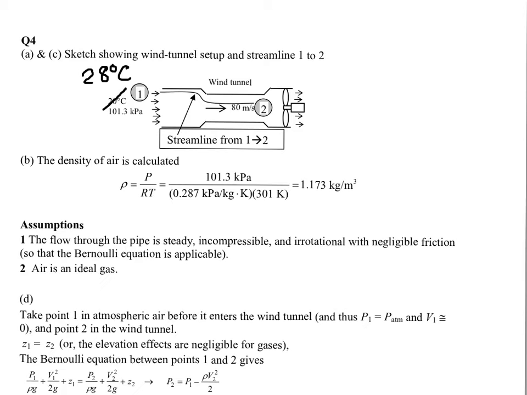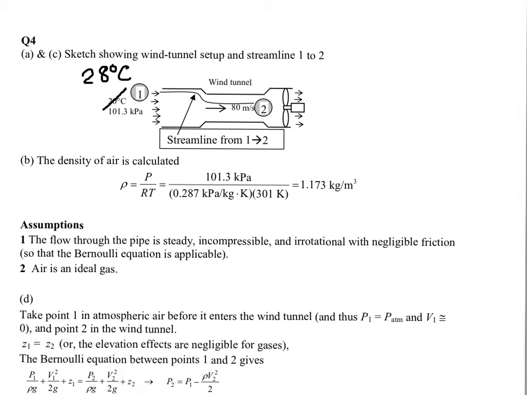You have to determine the density of the air, given the gas constant. So if we look at the solution, the density is the pressure divided by the gas constant times the temperature, using the appropriate units. And remember, 28 degrees is 301 Kelvin. We get about 1.173 kilograms per cubic meter.